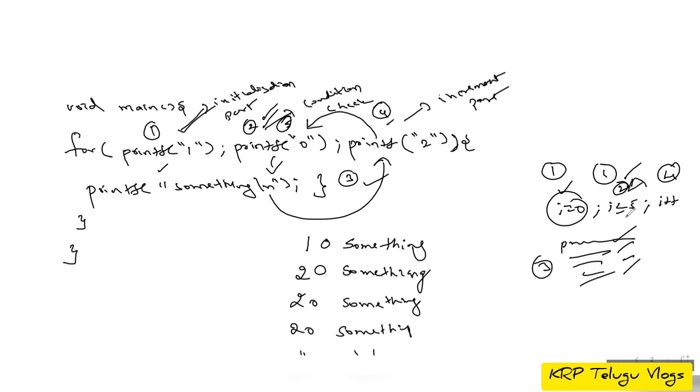It will come for the condition check. If it is true, again it will go inside and execute the statements. Then again it will go for the increment portion. Again it comes for the condition check. It will iterate like this. Clear? Yes sir. Clear. Yes, Siddharamesh. Yes sir, clear sir. Okay.